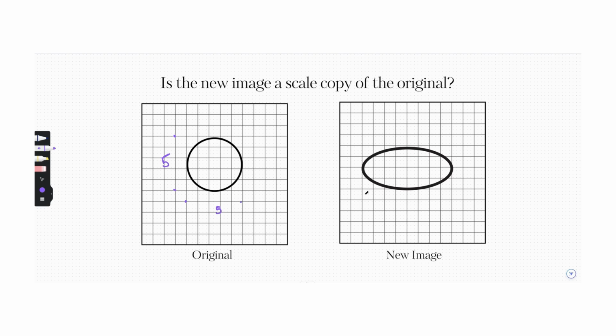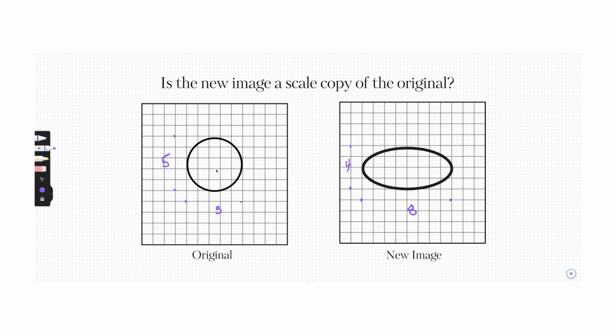Now for the oval, notice that the height of the oval is going to be 1, 2, 3, 4, which is okay. But notice the width of the oval is 1, 2, 3, 4, 5, 6, 7, and 8. So because this got stretched out, the ratio is different.